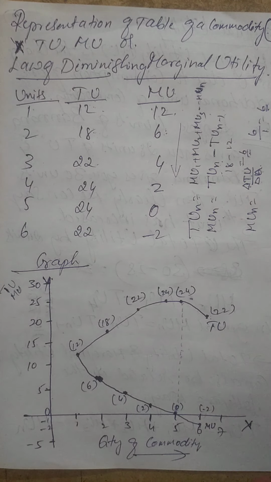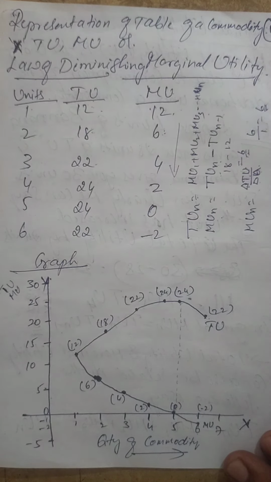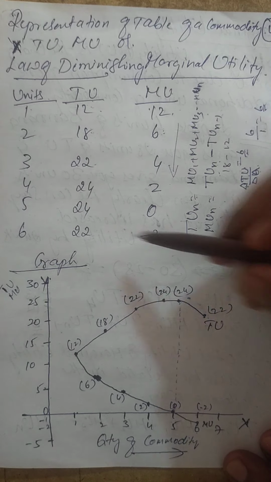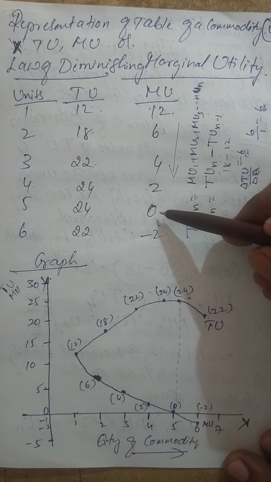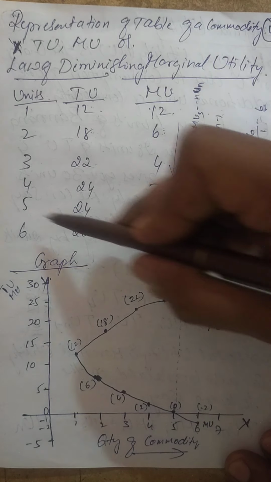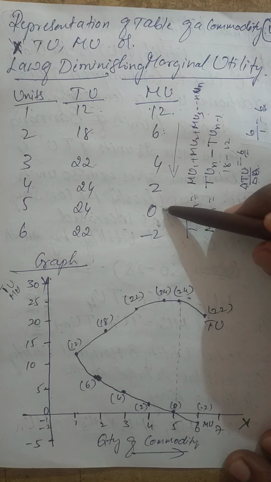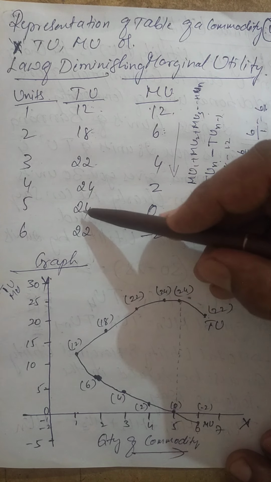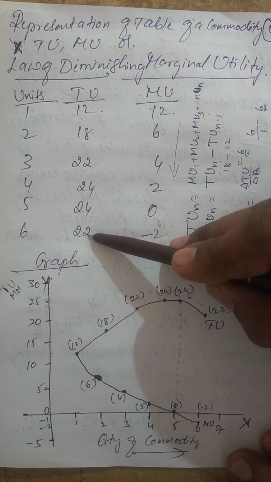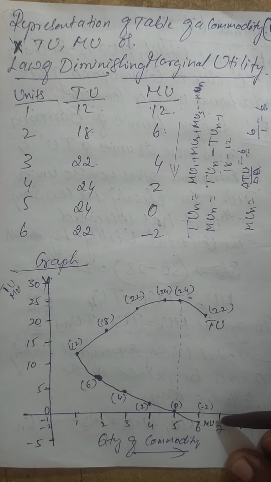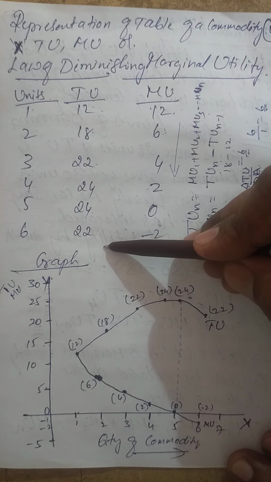Okay, so you have to observe here 2 points very particularly. When total utility is maximum, the marginal utility will be 0. Yes, so we have drawn the line. When total utility starts diminishing, marginal utility becomes negative. Did you understand? Marginal utility becomes negative when total utility diminishes.